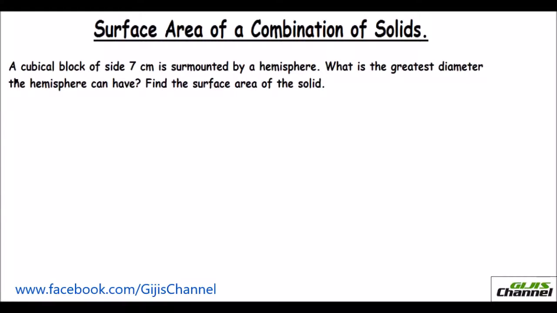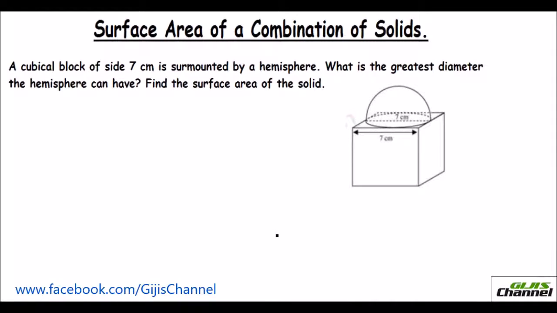Here the first problem says a cubical block of side 7 centimeters is surmounted by a hemisphere. What is the greatest diameter the hemisphere can have? Find the surface area of the solid. So here's the cube. You have a cubical block and on top of it a hemisphere is surmounted, right?